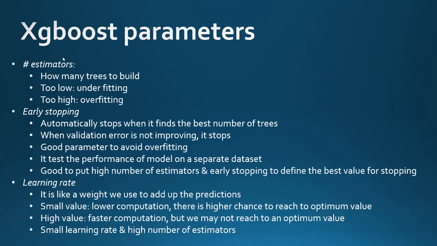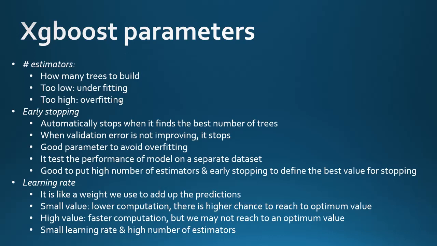The number of estimators is about how many trees we have to build, and if we set the number of estimators too low, we are going to have underfitting. So we are not going to learn the pattern in the data really well. If we put a lot of estimators, we are going to have overfitting, which means that our model is going to learn the training data perfectly. However, it's not going to perform well on the test data.